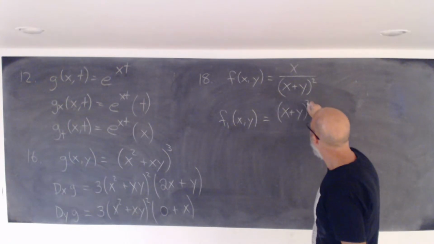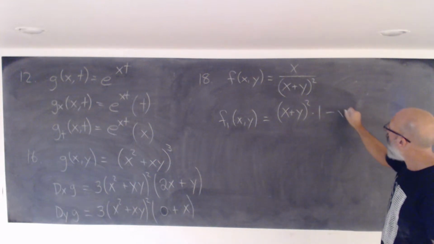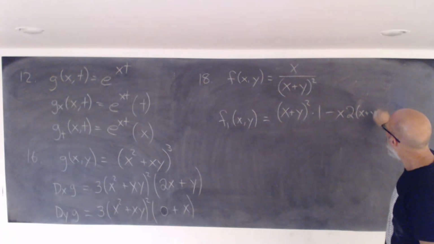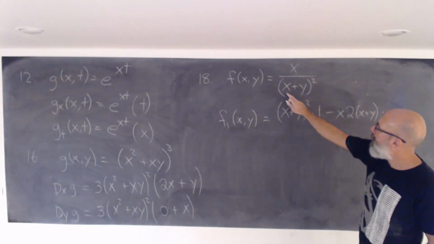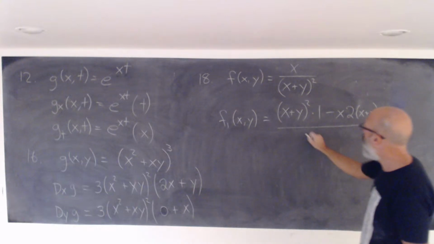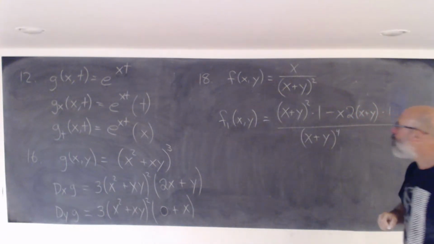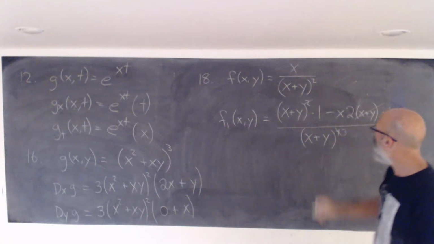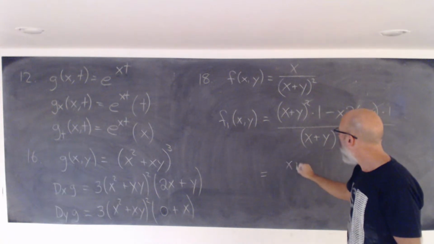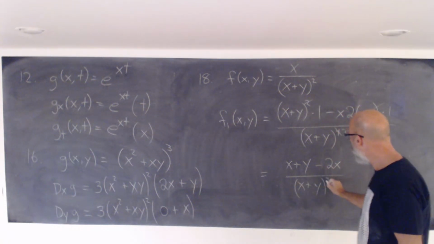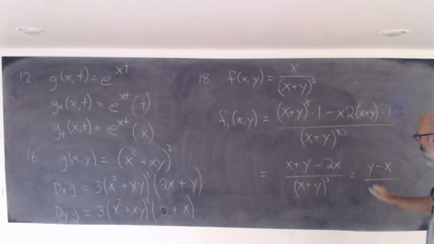v u prime minus u v prime, the derivative of this, it's something squared, so 2x plus y times the derivative of the inside. Derivative of x is 1. Derivative of y is 0. All over v squared. Let's cancel one of these, leaving you with x plus y minus 2x over x plus y cubed, or x minus y if you prefer.